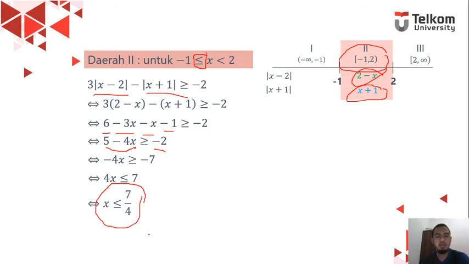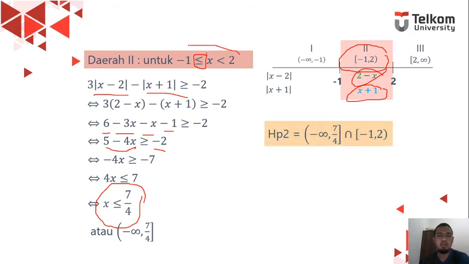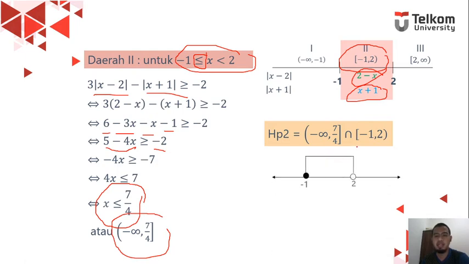Next, what we are going to do, we will get this one from minus infinity to 7 over 4. Same as the previous, we will make the intersection between this one and this one. So the intersection point, we will get this one. For the area, minus 1 until 2 should be this one, and also minus infinity to 7 over 4 should be in the middle of this one. Should be like this.